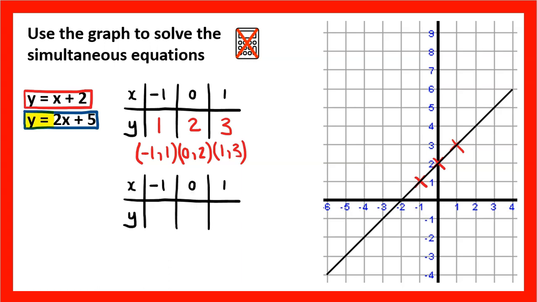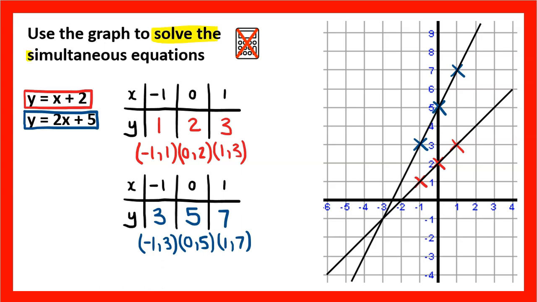And then repeat the process for the second equation, y equals 2x plus 5. So when x is negative 1, 2 lots of negative 1 is negative 2 plus 5, which is 3. When x is 0, we have 2 lots of 0 is 0 plus 5 is 5. And lastly, when x is 1, we have 2 lots of 1 is 2, plus 5 is equal to 7. Write down the corresponding coordinates and plot, and again, connect all the way through using a ruler and pencil.